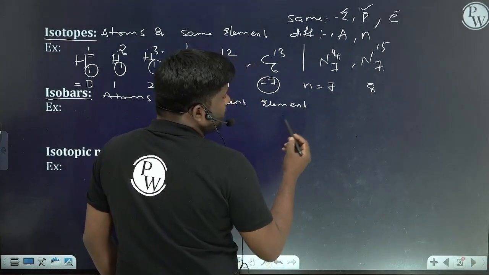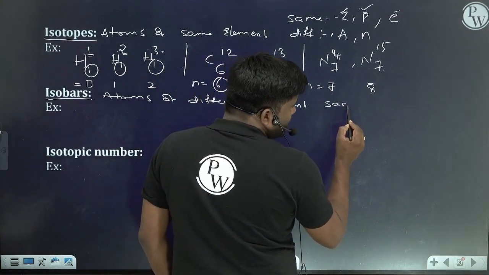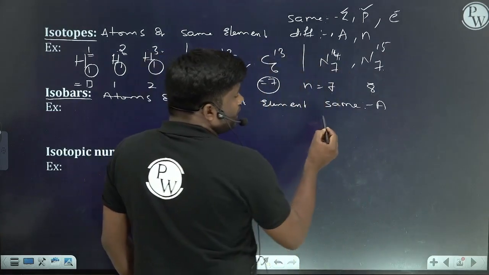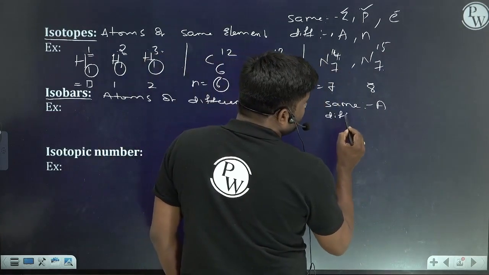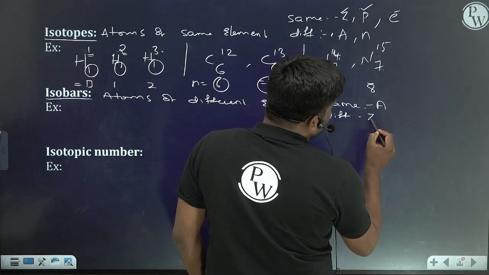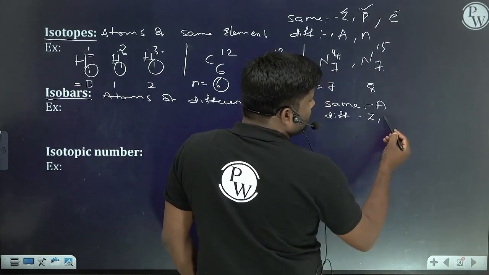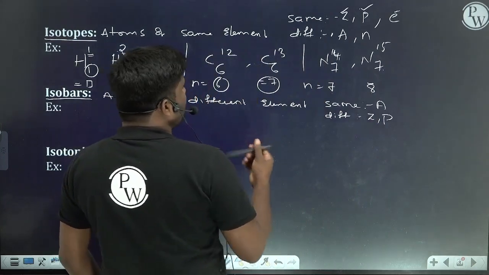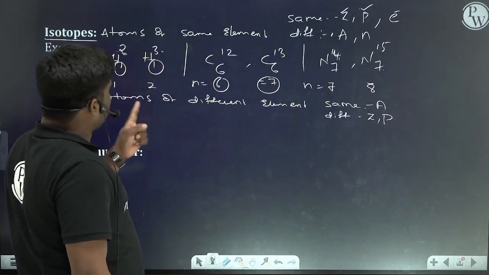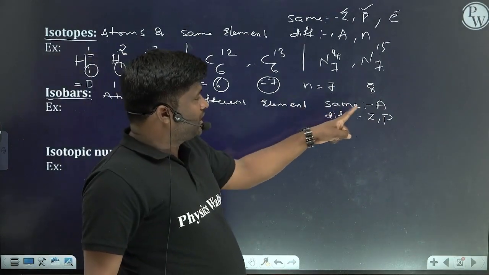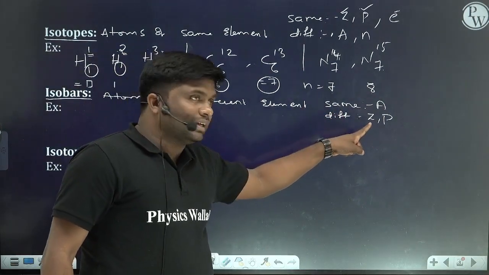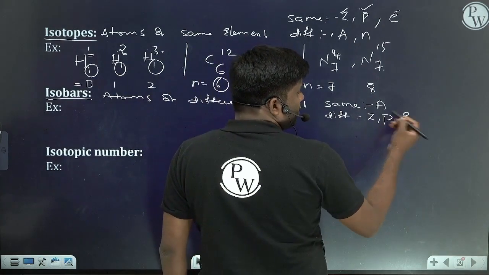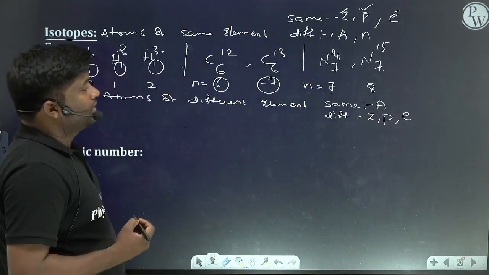But what is same here? Same mass number this time. Mass number is same, but different atomic number. When atomic number is different, what about the number of protons? They will also be different. Atoms of different elements having same mass number, but different atomic number. When atomic number is different, number of protons are different, number of electrons are also different.